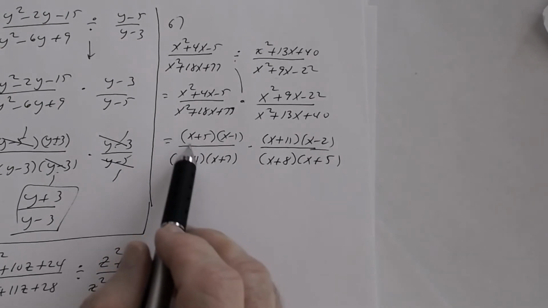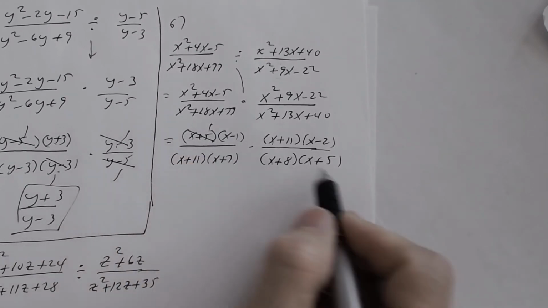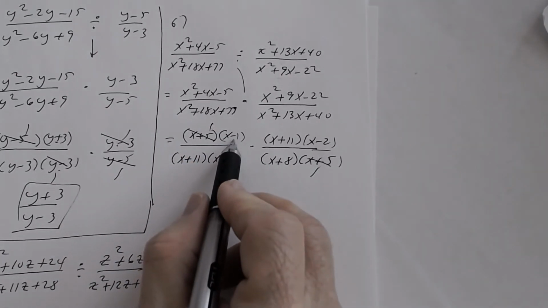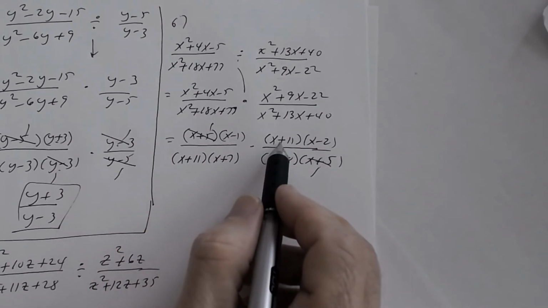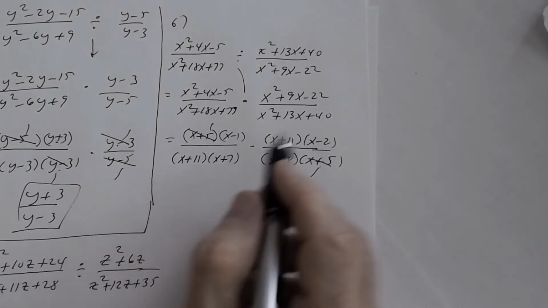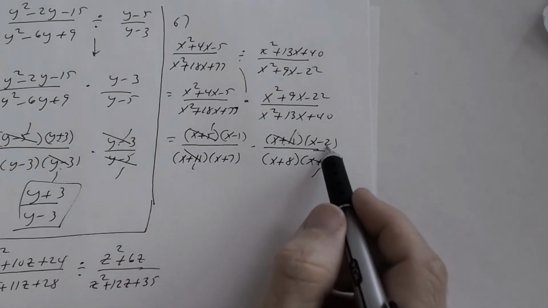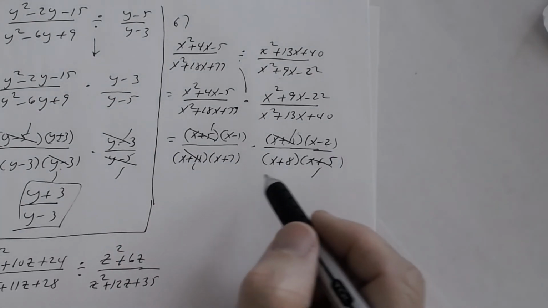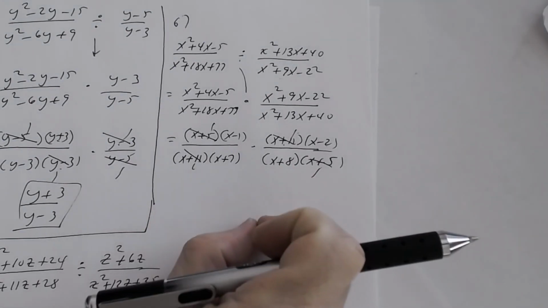The first factor I see is an x plus 5. I see one right here, so those divide out. The next factor I see is x minus 1. I don't see any in the denominator, right? The next factor I see is x plus 11. I see one right here. Those divide out. You got to show that. And then the next one is x minus 2. I don't see any in the denominator, so therefore I can write this now as one rational expression.